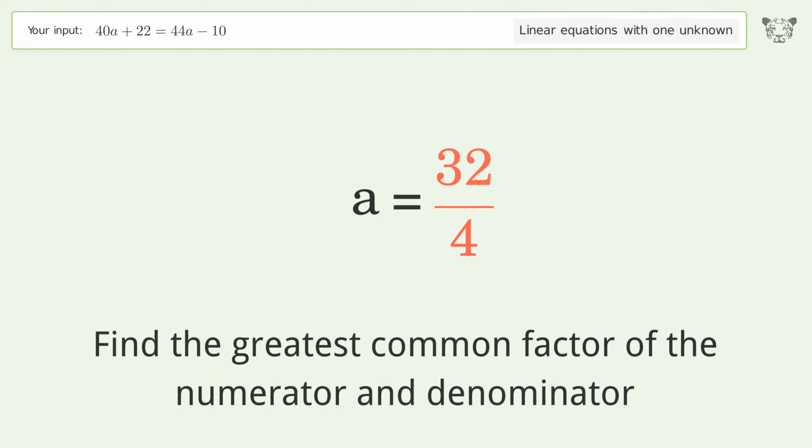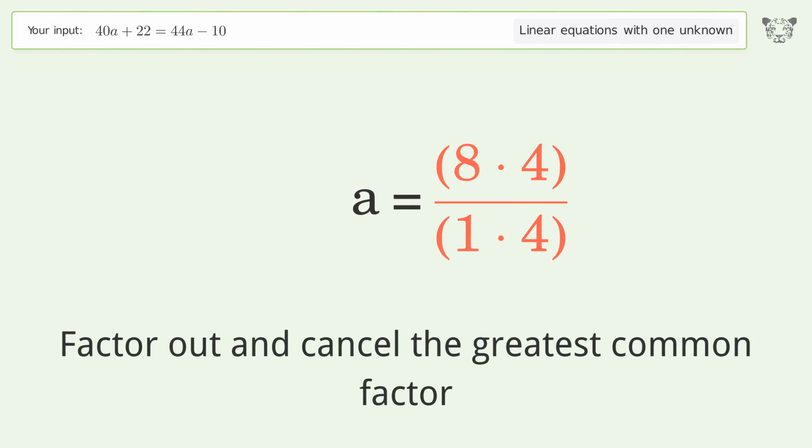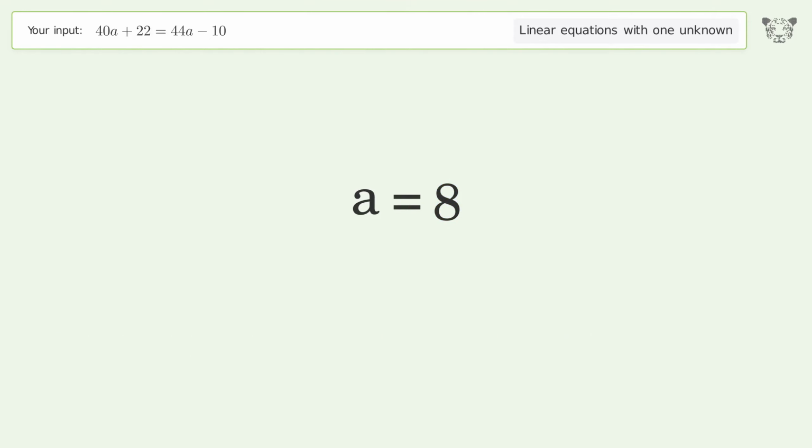Find the greatest common factor of the numerator and denominator. Factor out and cancel the greatest common factor. And so the final result is a equals 8.